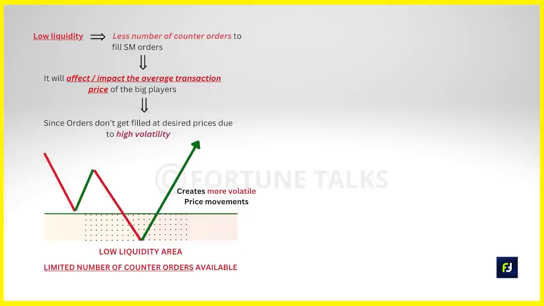For example, if an institution is looking for long positions, they will place buy orders at limit prices. But for the order to get executed, there needs to be enough sell orders, right? Now think about what happens if they enter the market at low liquidity areas where there are only fewer orders available to counter the institutional orders. This will create much more volatile markets, which will negatively impact the average price of the big players, which is actually a risk they are not willing to take.